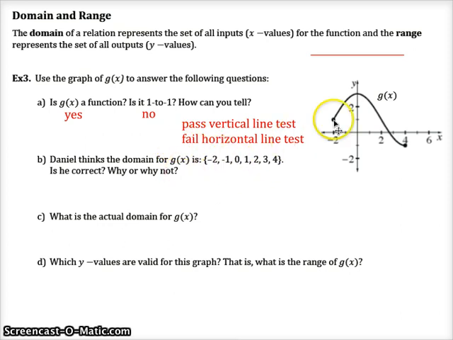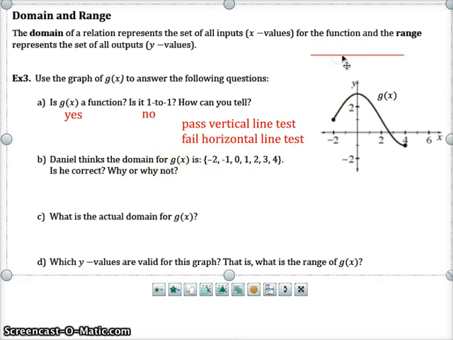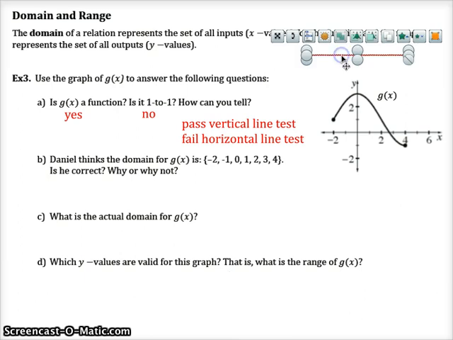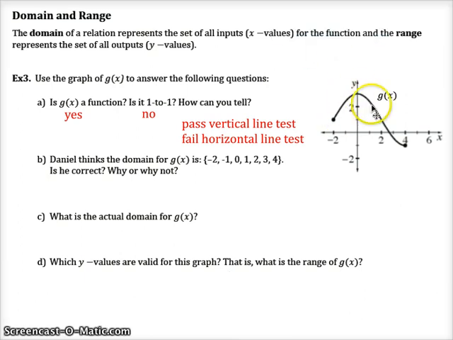And this function, or this relation, or whatever we want to call this, is kind of interesting at first because it doesn't go on forever. It just ends here and here with these little meatball points that they put on there. Daniel, whoever Daniel is, thinks that the domain for g of x is just this list of little numbers. Well, no, he's not correct because this is a nice continuously drawn curve.